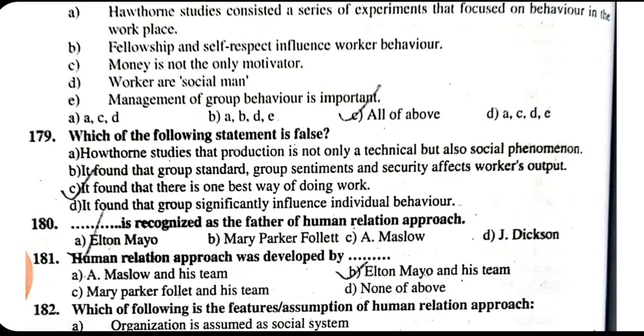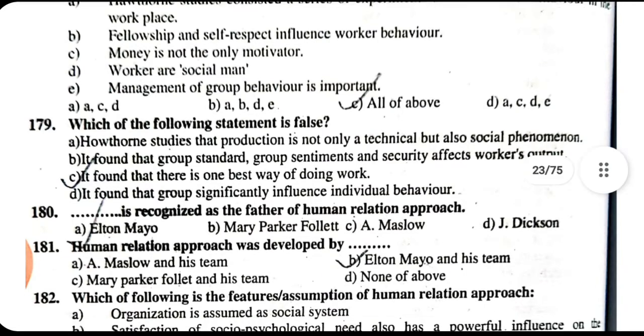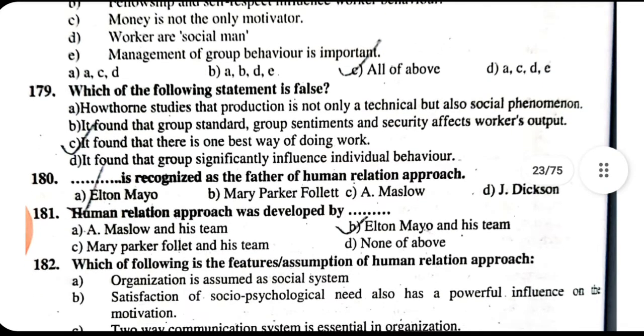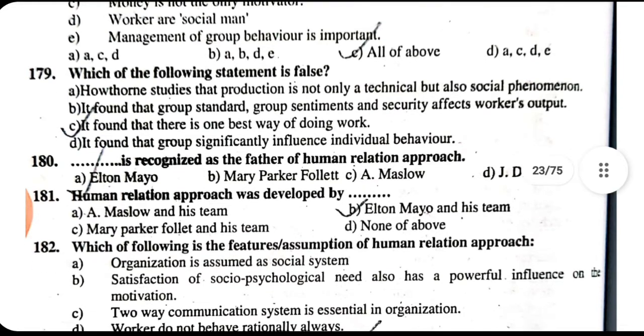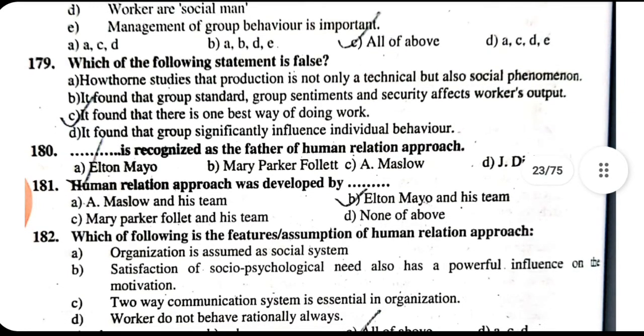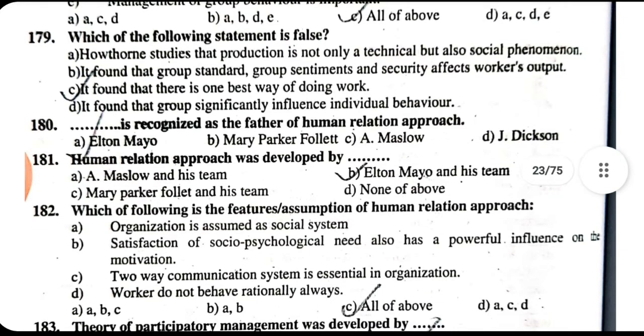Question 182. Which of the following is a feature and assumption of the human relation approach? A. Organization is assumed to be a social system. B. Satisfaction of socio-psychological needs also has a powerful influence on motivation. C. A two-way communication system is essential in an organization. D. Workers do not have rationality or wage. The correct answer is all of the above.